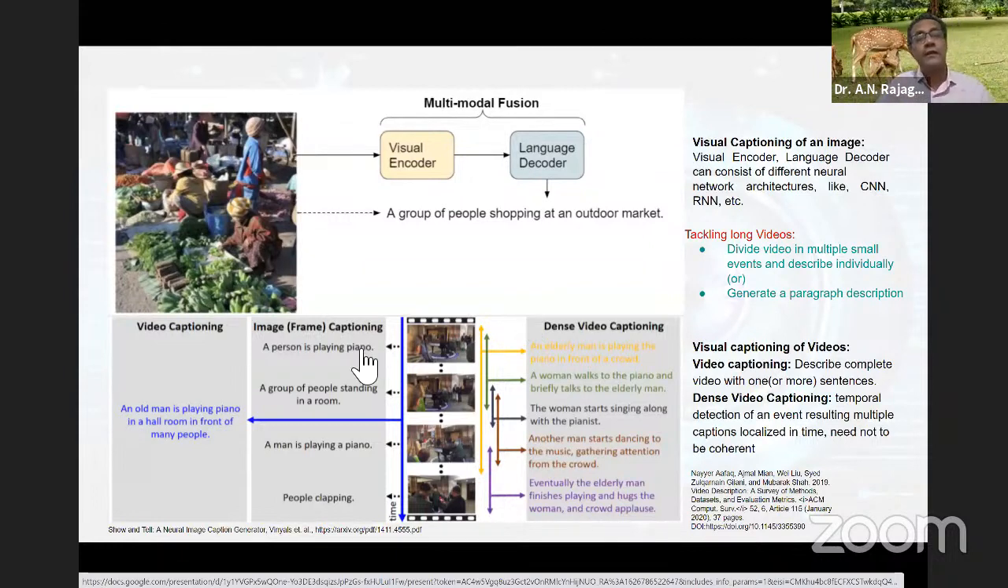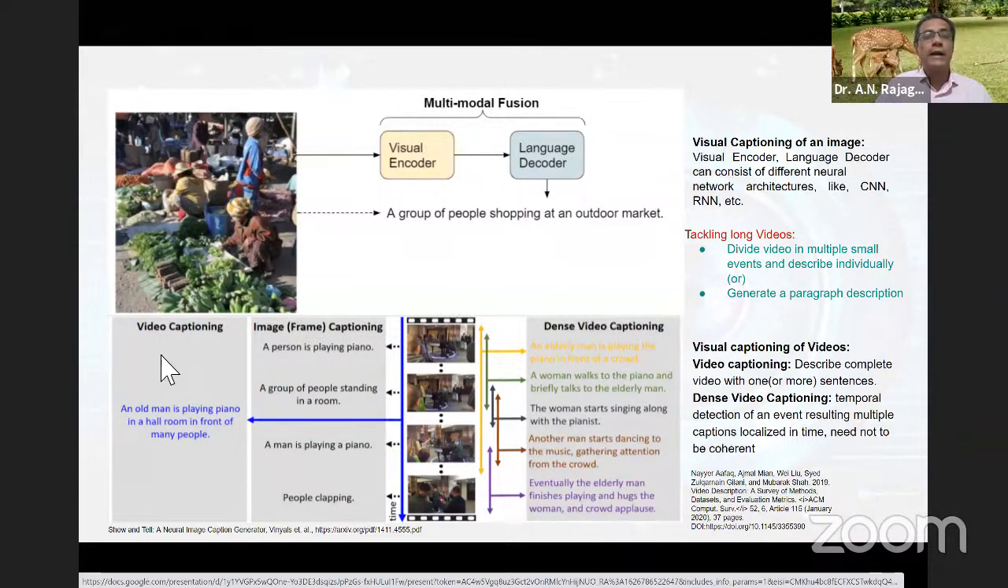You can go further, and if you had video captioning, you can do frame by frame captioning, but frame by frame captioning will lose out on the temporal connectivity. Whereas if you do dense video captioning, that's when you can get different captions and then associate one caption to another. So there are already works in this, including some from my own lab.